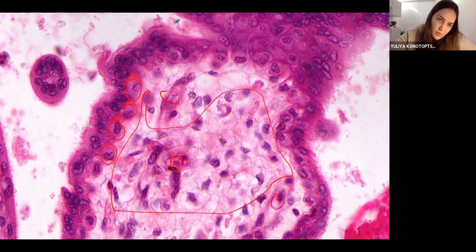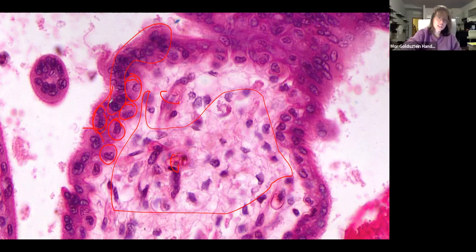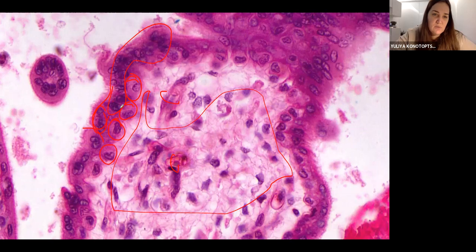Cool. On the top, you see weird looking cells. There's just lots of nuclei, but where are the cell borders? Impossible to see. So these cells are syncytiotrophoblasts, yes. So that's the layers, right? So syncytio, cytotrophoblast, then connective tissue or mesenchyme, then the blood vessels.